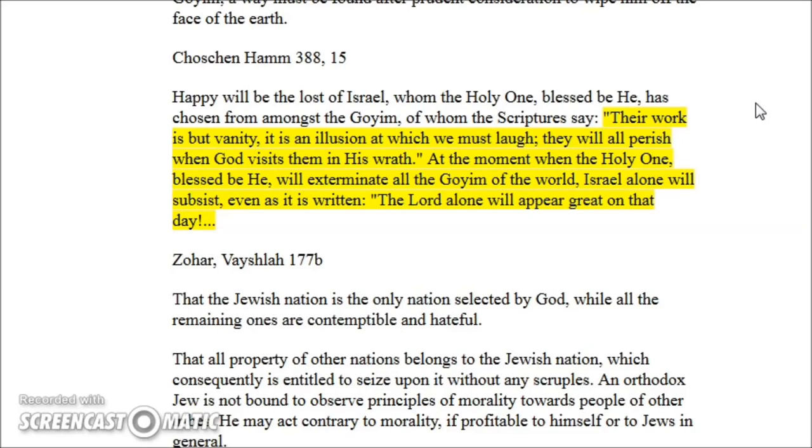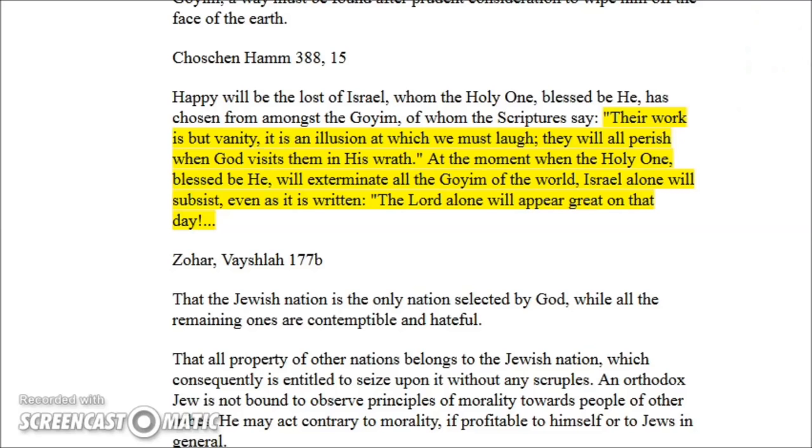Happy will be the lot of Israel, whom the Holy One, blessed be He, has chosen amongst the Goyim, of whom the scriptures say, quote, their work is but vanity. It is an illusion at which we must laugh. They will all perish when God visits them in His wrath, end quote. At the moment when the Holy One, blessed be He, will exterminate all the Goyim of the world, Israel alone will subsist, even as it is written. Quote, the Lord alone will appear great on that day.